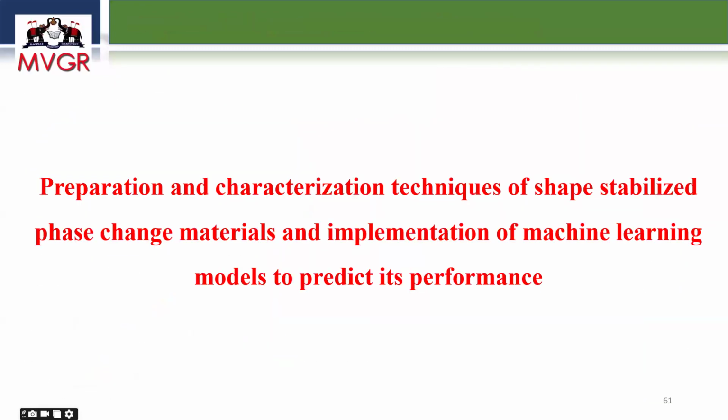And finally, we will come to what the preparation strategies are, how to make these shape stabilized PCM materials, and what the various characterization techniques are available to evaluate the performance of these materials, and how to deploy machine learning models. Yesterday we already had a session using those models, with the help of which we can predict the performance of the system. Not only the system but also the properties of the materials. With the help of machine learning algorithms, we are able to predict it.